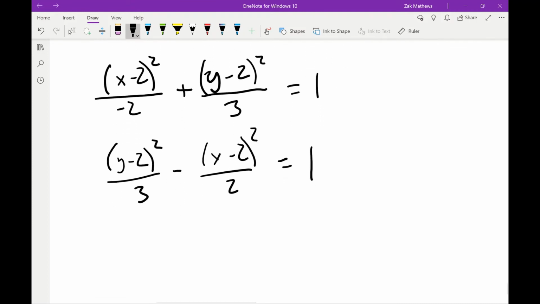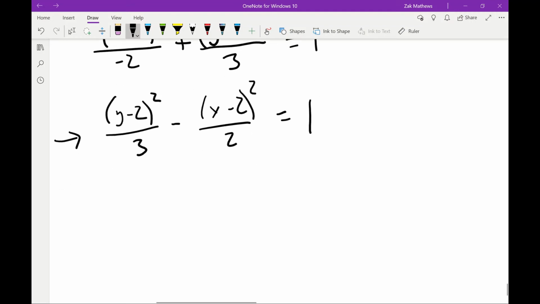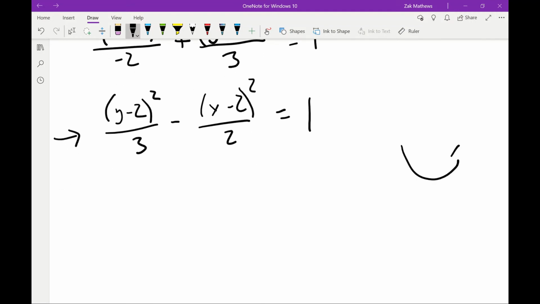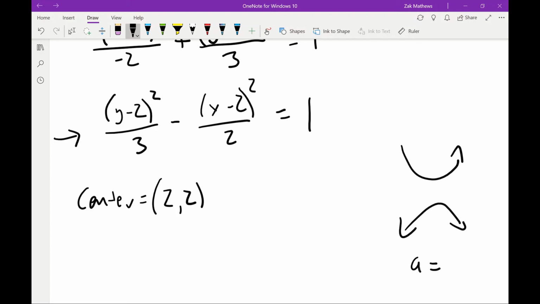So now I have the standard form that I can work with. I do know now that this thing is going to open up and down, so I'm just going to get my little sketch to remind myself. And that is because the y's are positive. The center would be the point 2, 2. We switch both of those signs and they both become 2. The a is going to be the square root of 3. The b is going to be the square root of 2.